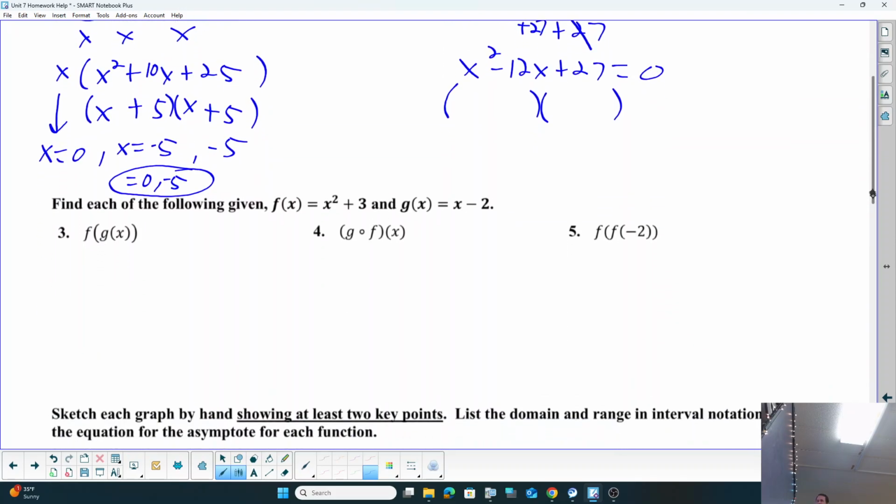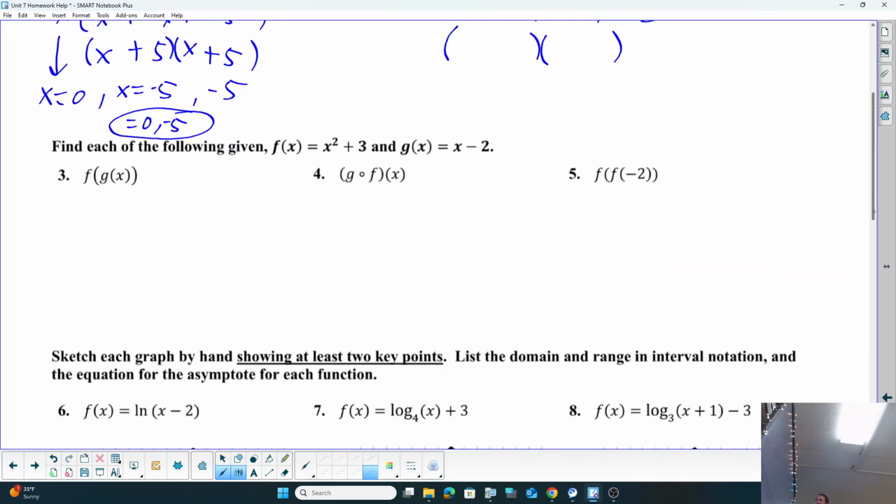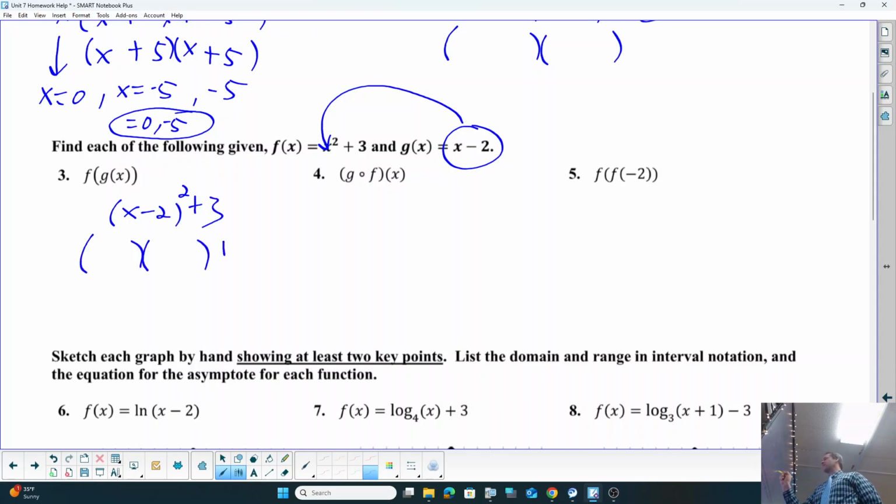Okay, let's see here. Do you remember how to do compositions? ACTs are coming up. How do you do compositions? Well, you have f of g of x. So you're going to take g of x and plug it in there in place of the x. So it'll be x minus 2 all squared, x minus 2 all squared plus 3. And so, don't forget, there's 2 of them. Pause me, try it on your own.